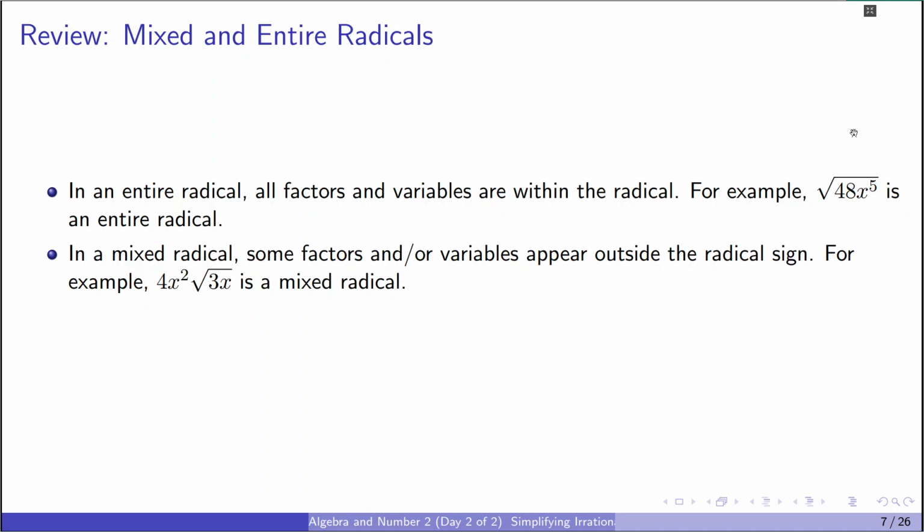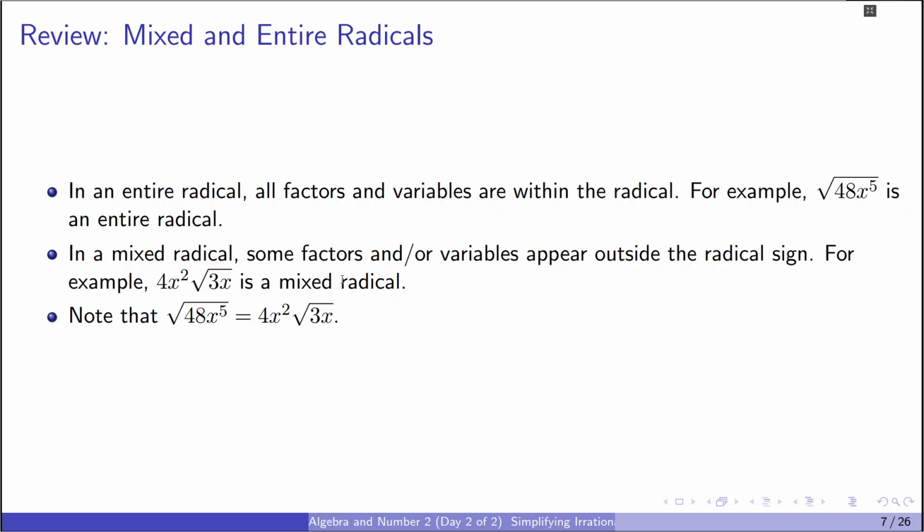So taking this same 48x to the fifth, 48 is the same as 16 times 3. Square root of 16 is 4. We could pull that out. We could pull out a couple of our x's. Now we have a mixed radical. Just as a mixed number has a whole in front of a fraction, a mixed radical has numbers that are not part of the radical and other numbers that still are within.